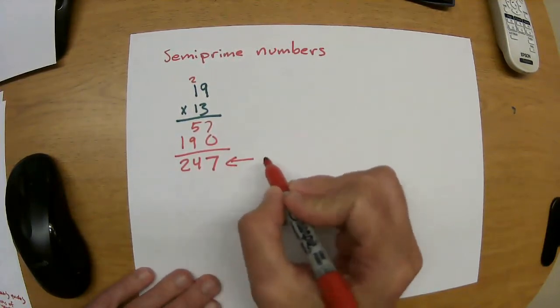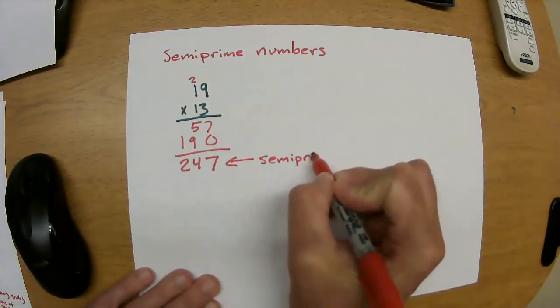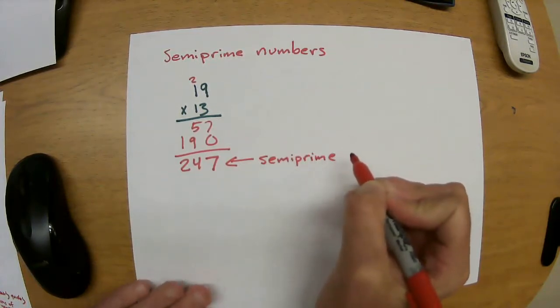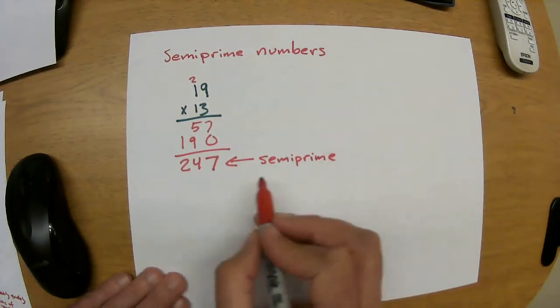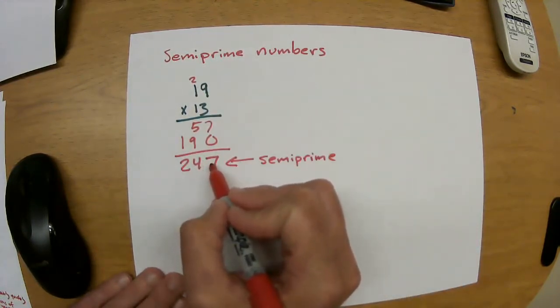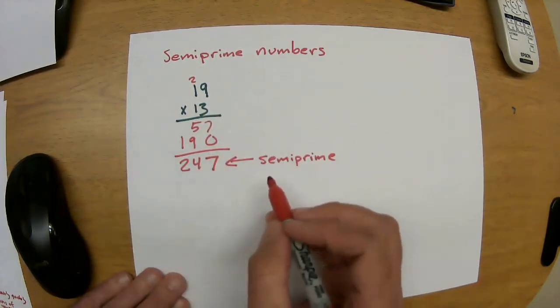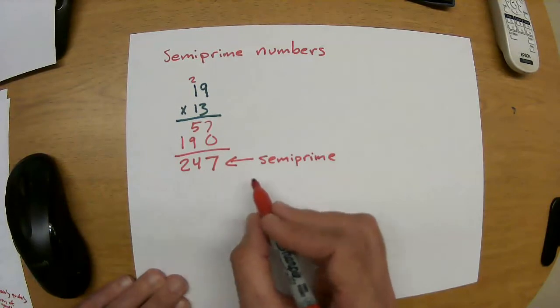And this result we get, this is called a semiprime number. Right, so easy. And even with big numbers, this would be easy for a person to do with really, really big numbers. As long as you have a calculator, it's still very, very easy and nearly instantaneous. All right.